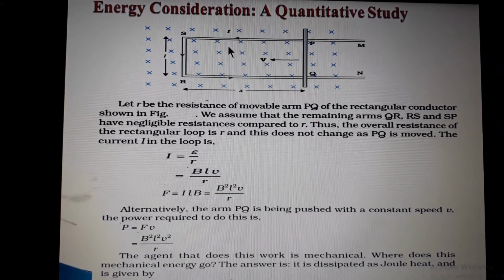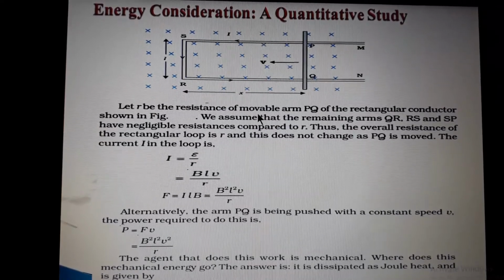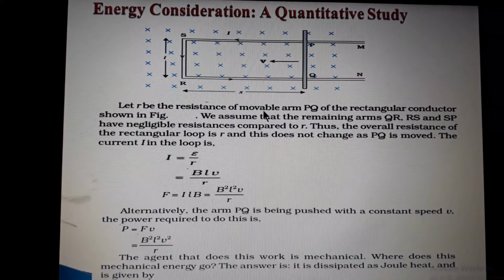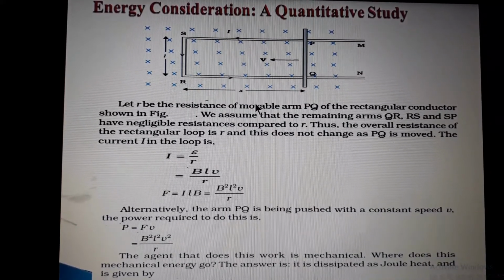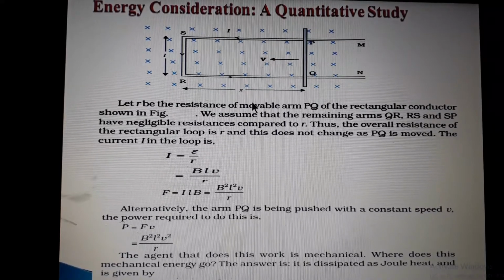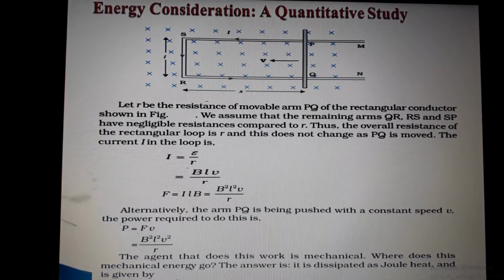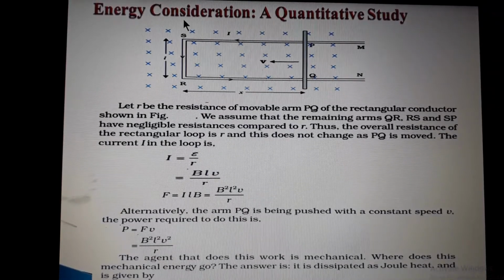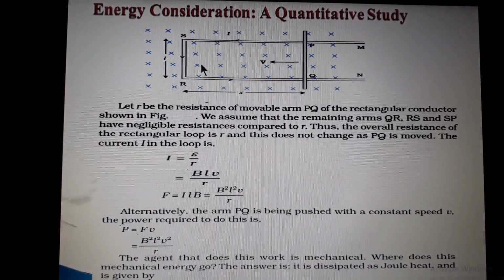That means the area changes, and if the area changes, then you know that flux phi is equal to B dot A, so phi ultimately changes. And if phi changes, then EMF is equal to delta phi by delta T, the change in flux upon the change in time. So if phi changes then EMF is induced. This is the working principle of motional electromotive force, which I have already explained in the previous lecture.